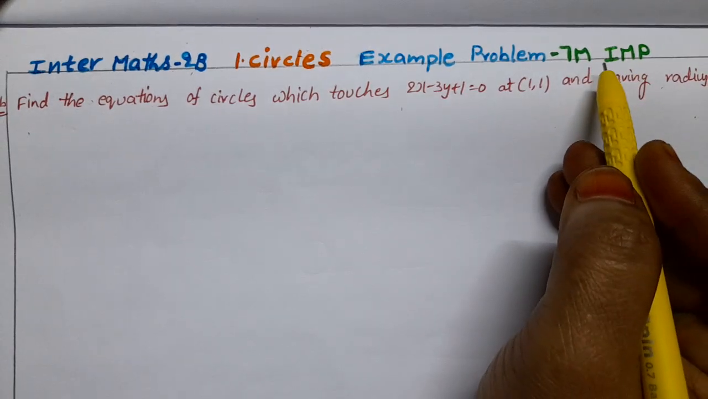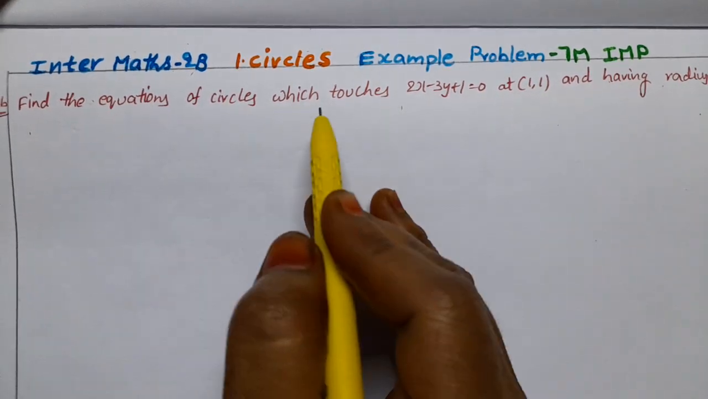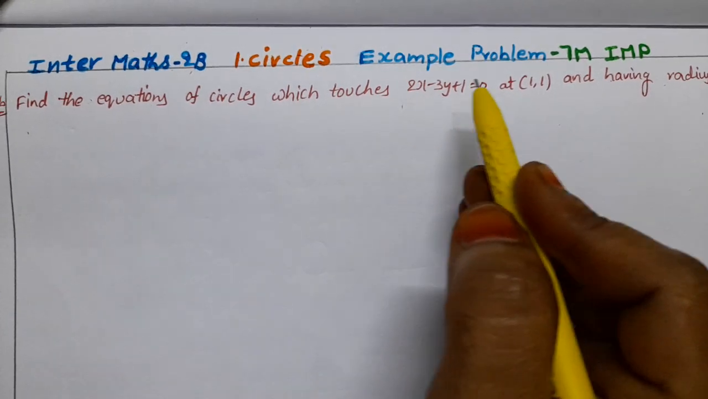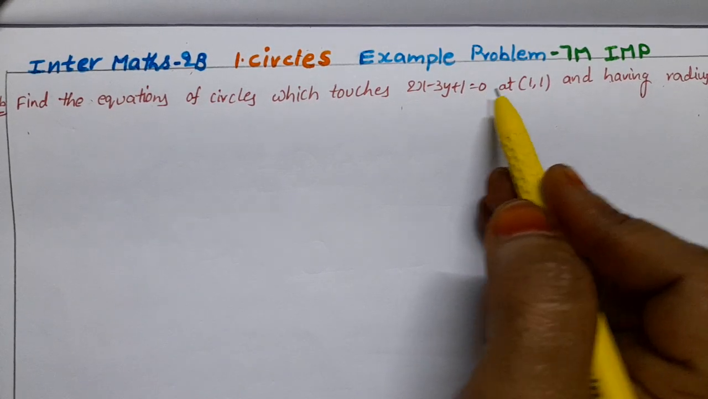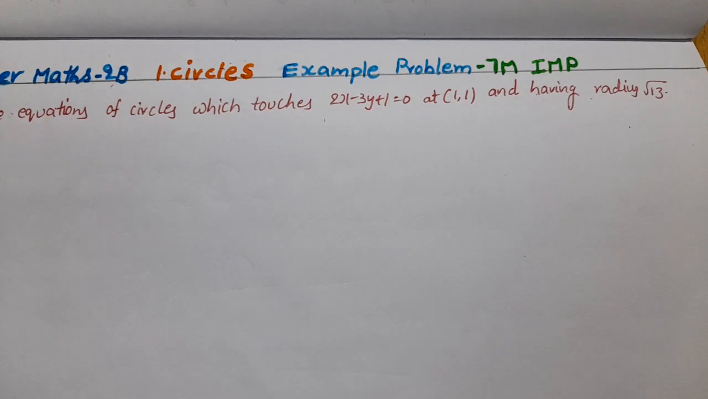Example problem, important for 7 marks. Find the equations of circles which touch 2x minus 3y plus 1 equal to 0 at (1, 1) and have radius root 13.